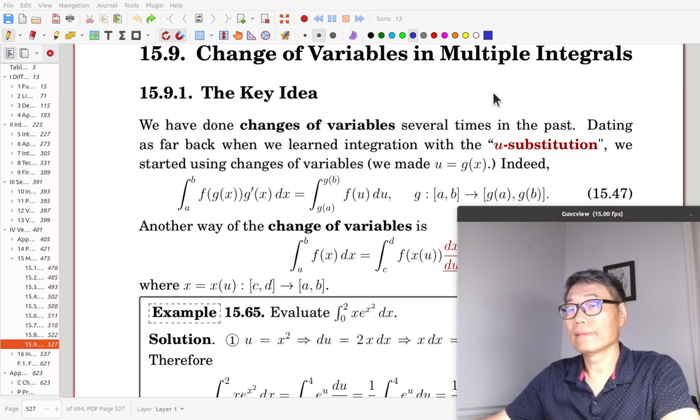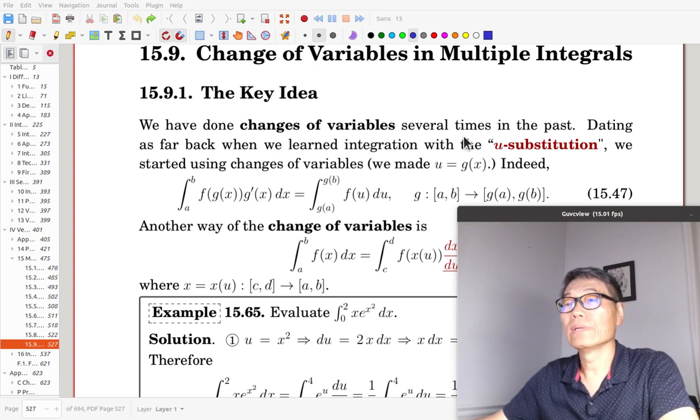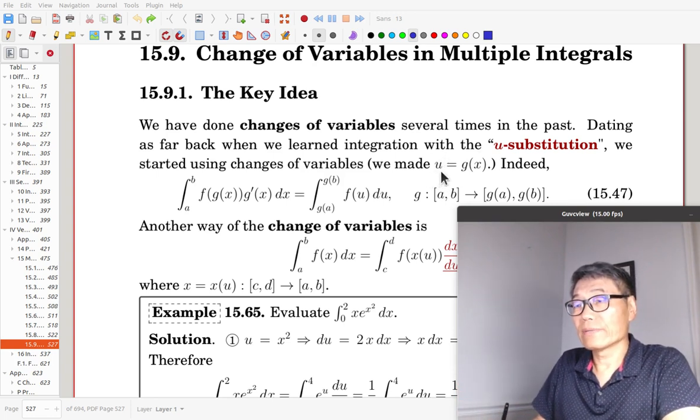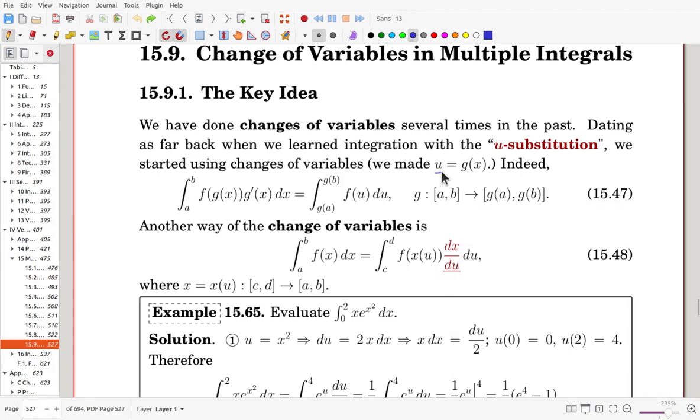You have done changes of variables several times in the past. For example, in Calculus 2, you learned integration with the u substitution. For an expression of x, you introduce the u as a function of x. Then for this type of integral, you can get it quite easily. You did this change of variables.